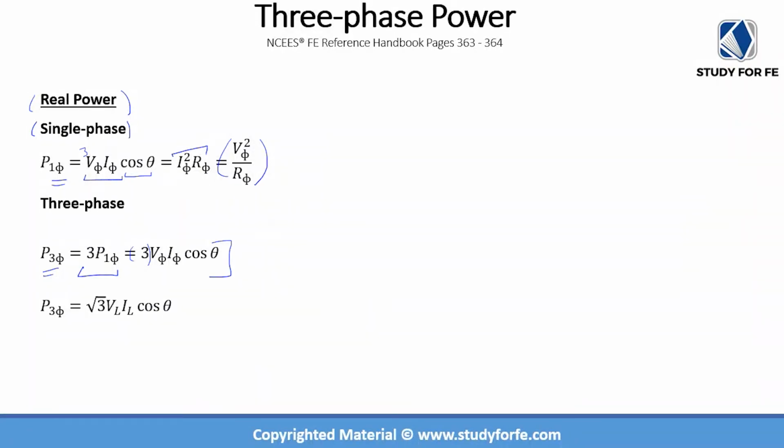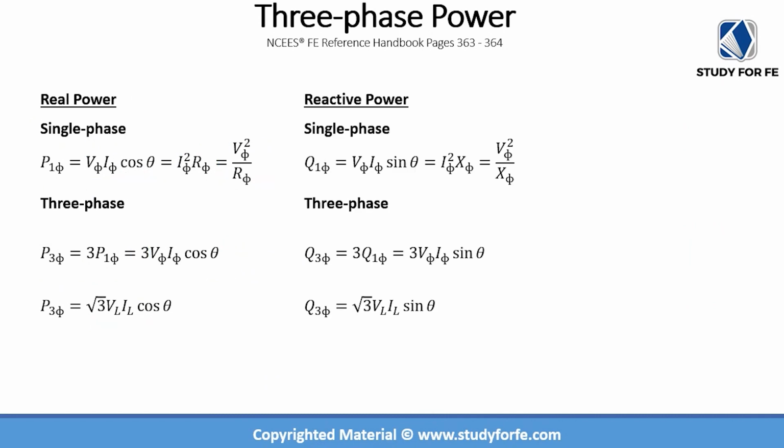Now alternatively, you can also express it in terms of line quantities, and that will translate into square root 3 times V line times I line times cosine theta. All of these formulas are provided in the NCEES FE reference handbook, and they are applicable for both delta and Y networks.